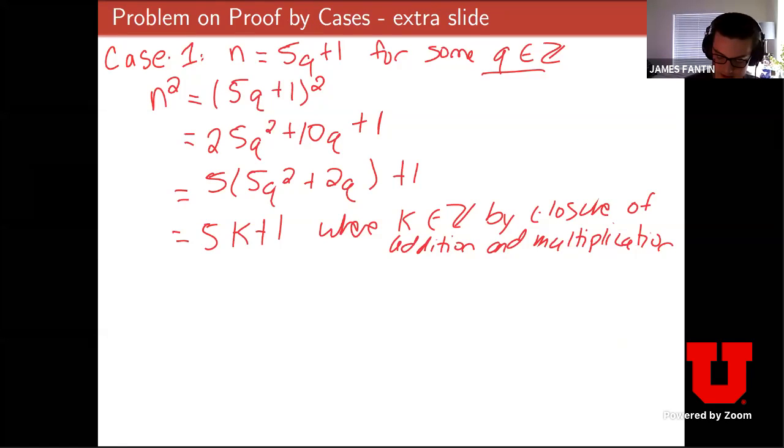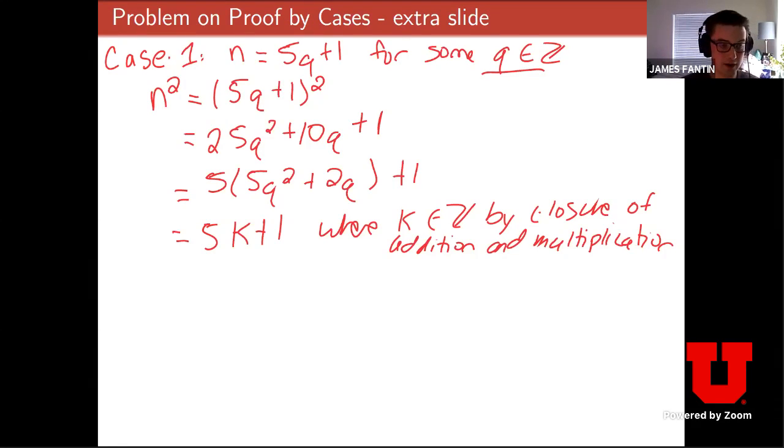Because we were given that q was an integer, we know 5 is an integer, 2 is an integer. By closure, this gives us another integer. And this is exactly what we wanted to prove. For case 1, we wanted to prove that n has a square that's either of the form 5k plus 1 or 5k plus 4. We proved here that it has the form 5k plus 1. So now if you all want to take a few minutes and think about how we could solve the other cases, go ahead and work through case 2 on your own, that n would have remainder 2.